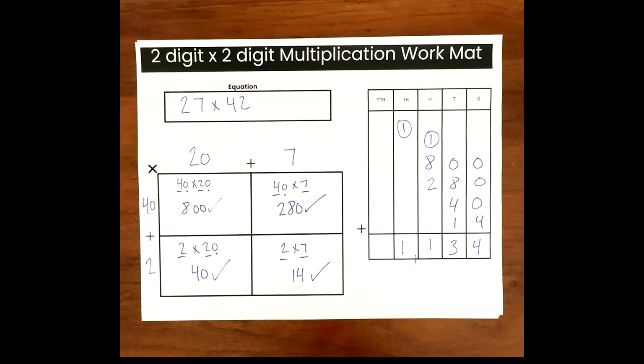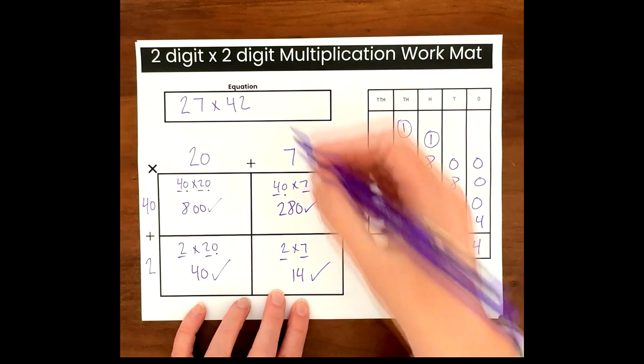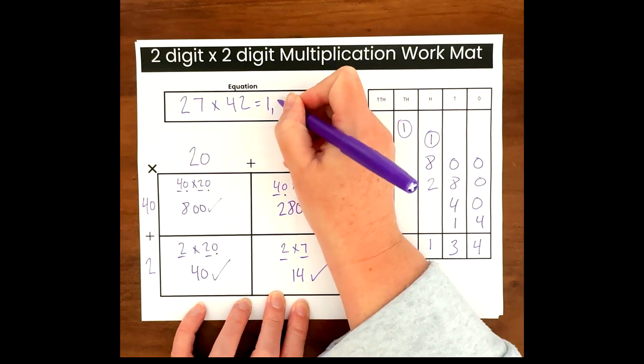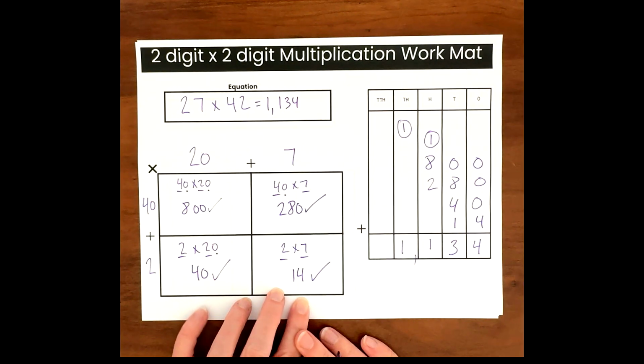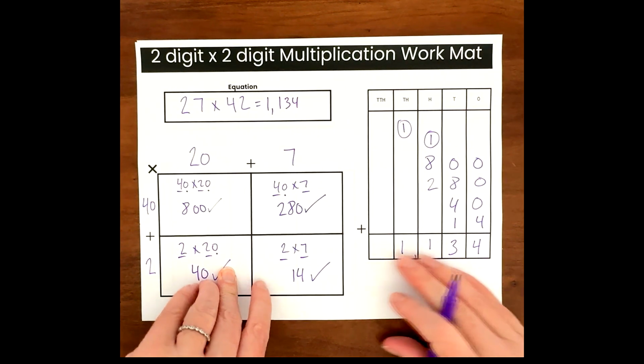So I did not do that for you because you are teachers, but I did want to just remind you that verbiage and saying it over and over and over again is so, so important. And then we'll write our final product, and we have 1,134. So that is how we do that.